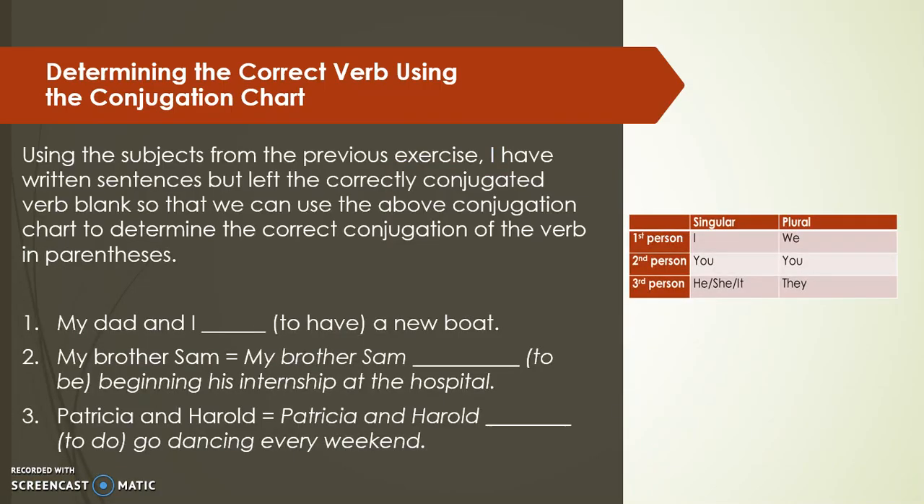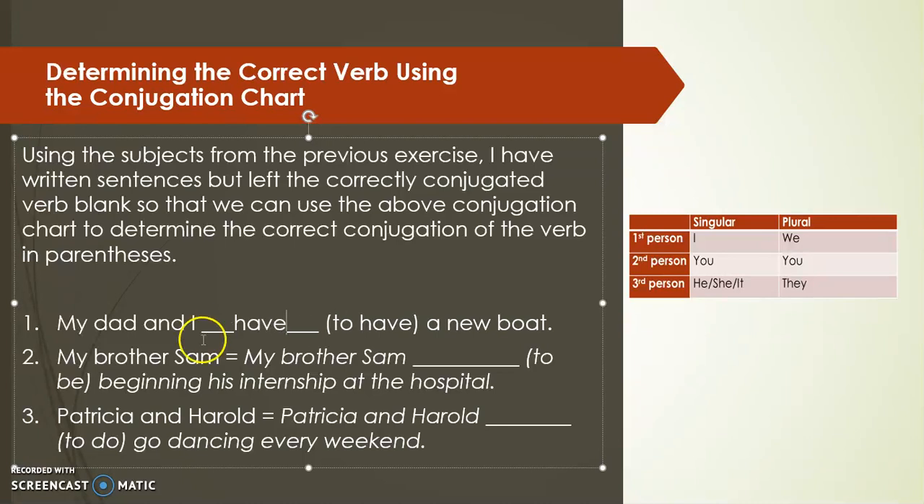Okay, so let's look at some ways that we can actually conjugate a verb now. So I showed you how my dad and I are going to be we. I provided you a small copy here of the conjugation chart, and I want you to conjugate the verb in parentheses. So my dad and I blank a new boat. So we already know, because it's my dad and I, it is going to be we. How are we going to conjugate the verb to have? So my dad and I have, I'm going to write it right here, have a new boat.